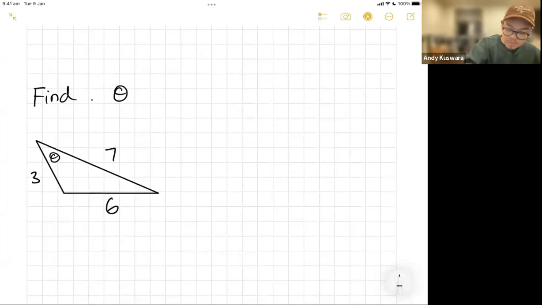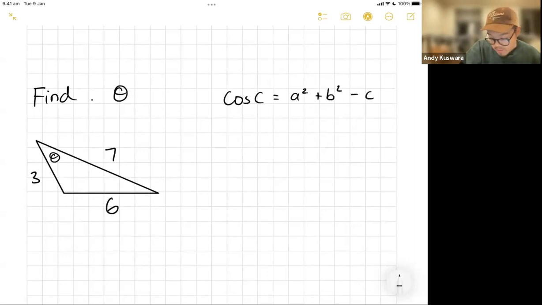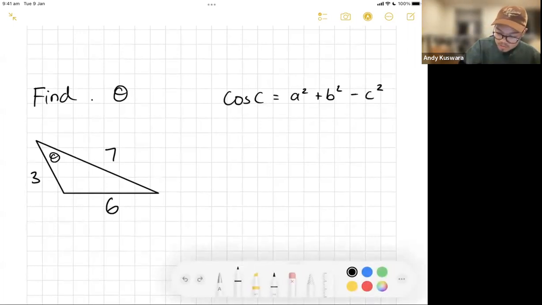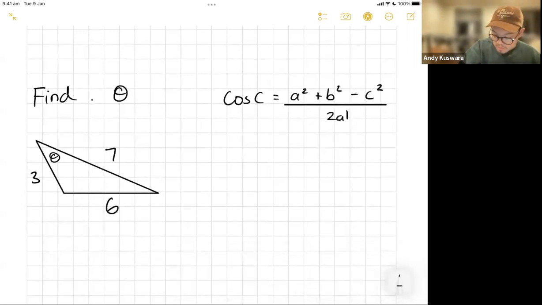Now let's take a look at this one. If I want to find an angle, I'm probably going to use this: cos c equals a squared plus b squared and then minus c squared, because remember, if it's c, I'm minusing the c there, and it's going to be all over 2ab.